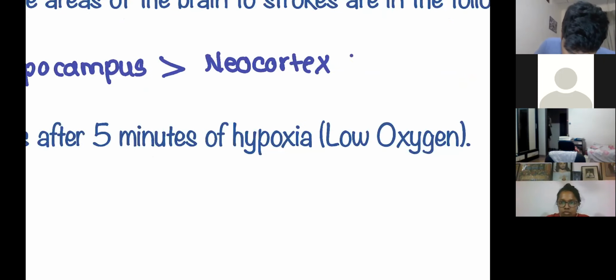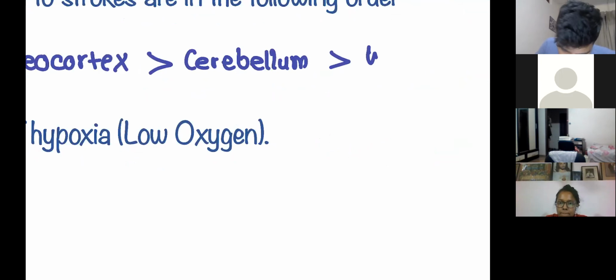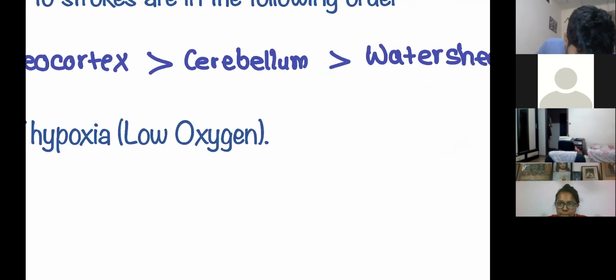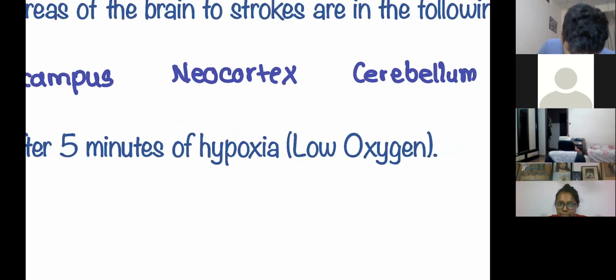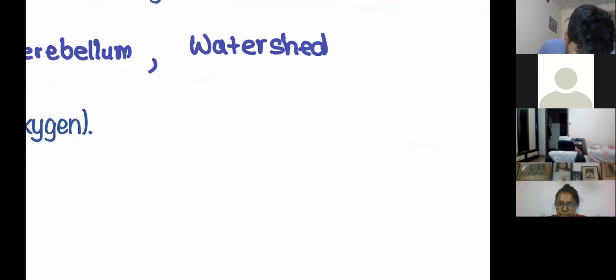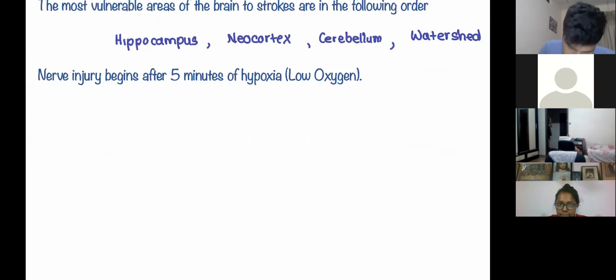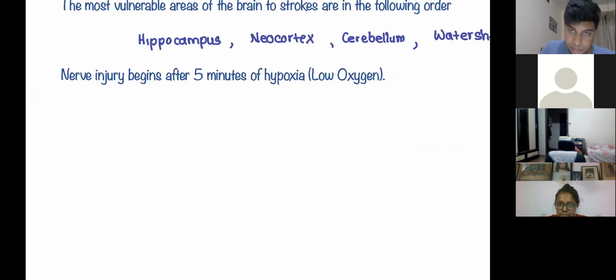Just write this. Next is the cerebellum. And we have something called the watershed areas. Sorry, this is not an order. These are actually the most likely areas to be damaged. It's basically the areas which are most likely to be damaged.